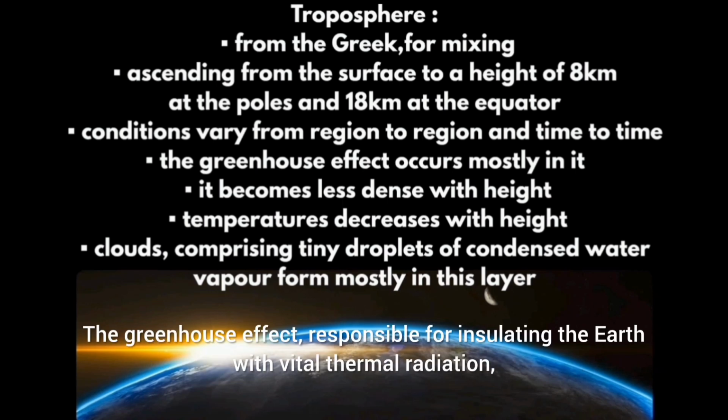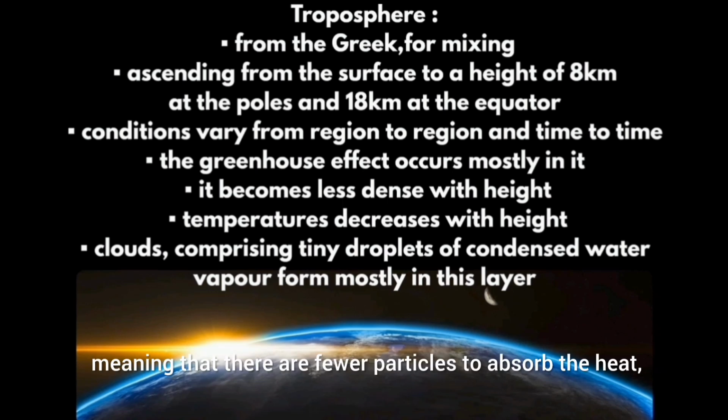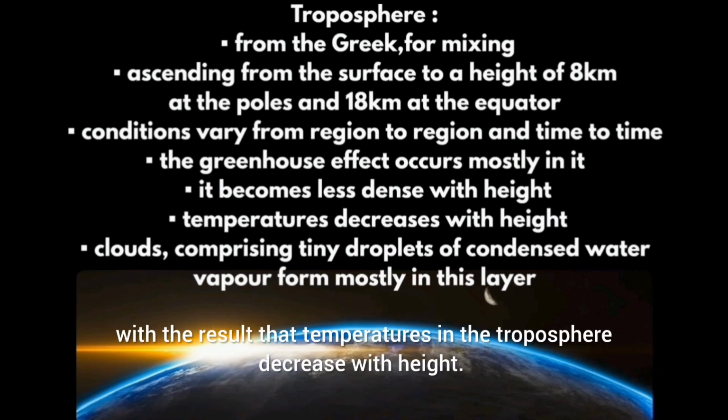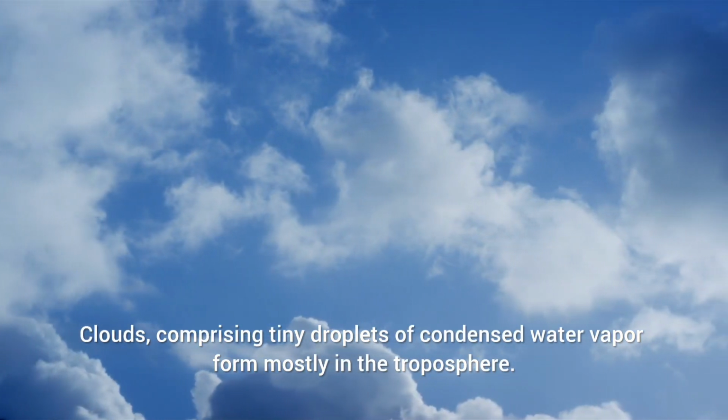The greenhouse effect, responsible for insulating the Earth with vital thermal radiation, occurs mostly in the troposphere, where there is an abundance of greenhouse gases, particularly water vapor and carbon dioxide. The troposphere becomes less dense with height, meaning that there are fewer particles to absorb the heat, with the result that temperatures in the troposphere decrease with height. Clouds, comprising tiny droplets of condensed water vapor, form mostly in the troposphere.